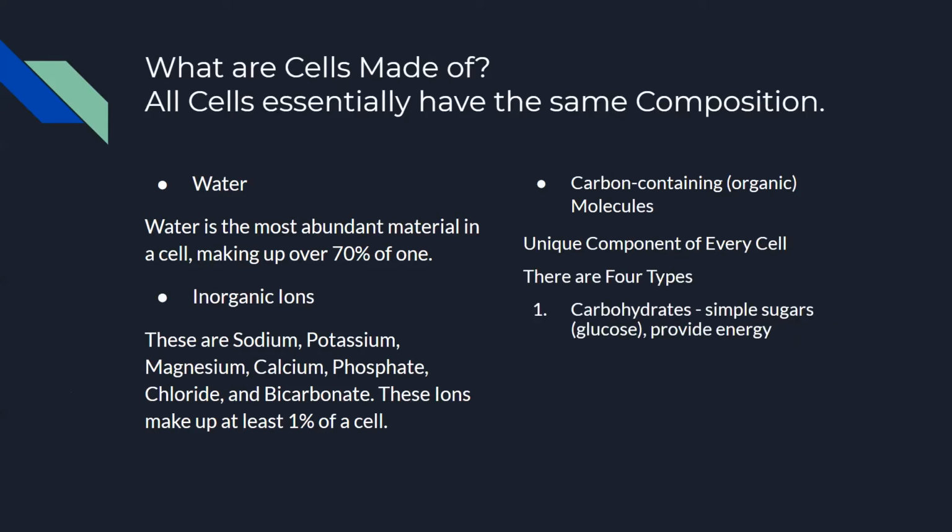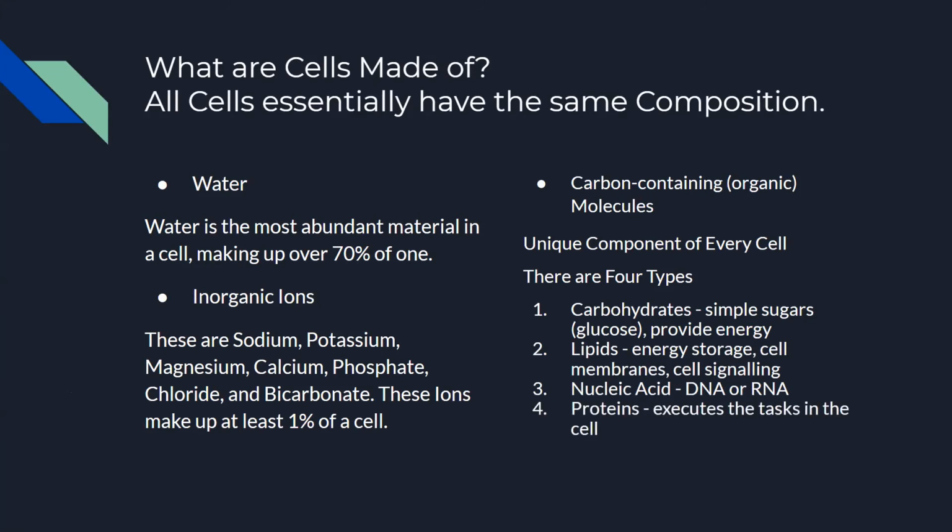There are four types: carbohydrates, simple sugars like glucose that provide energy; lipids, which store energy, make up cell membranes, and are used for cell signaling; nucleic acids, which contain DNA or RNA; and proteins, which execute the tasks in the cell.